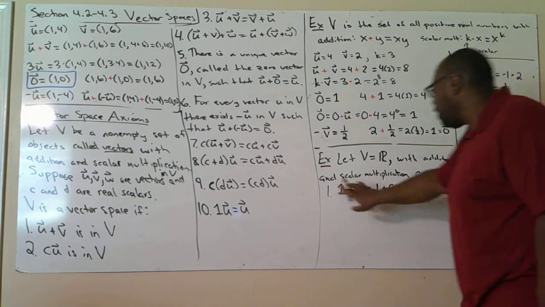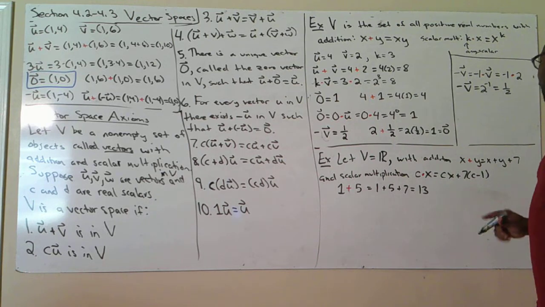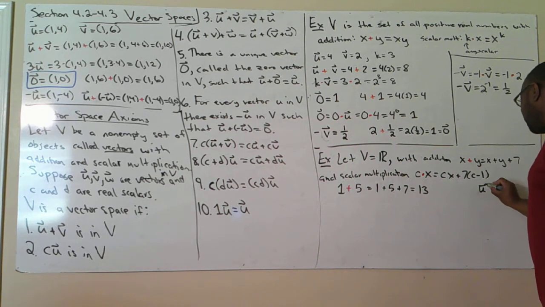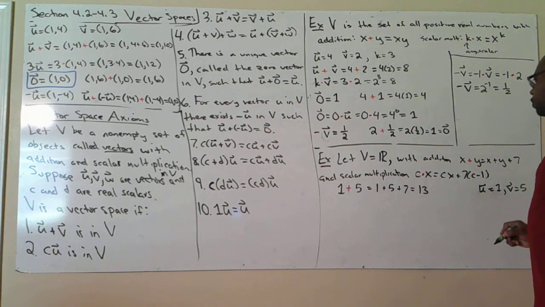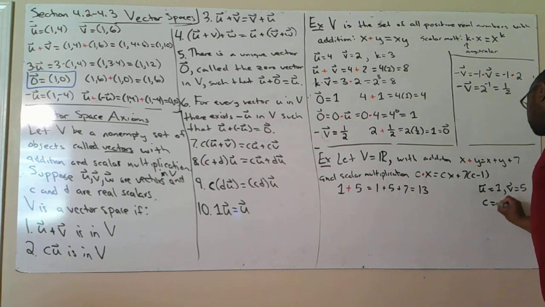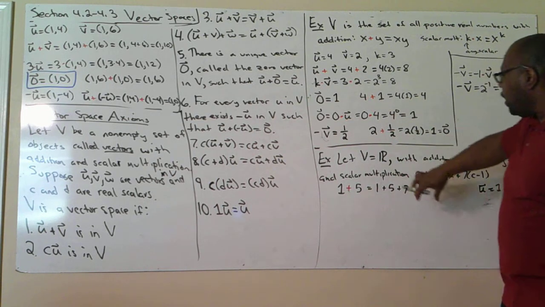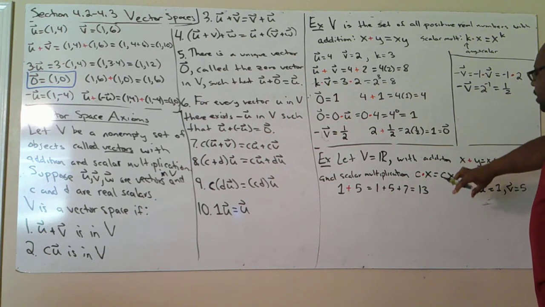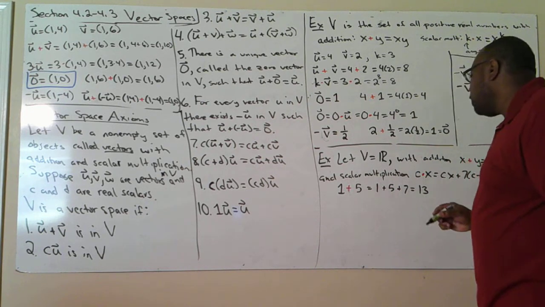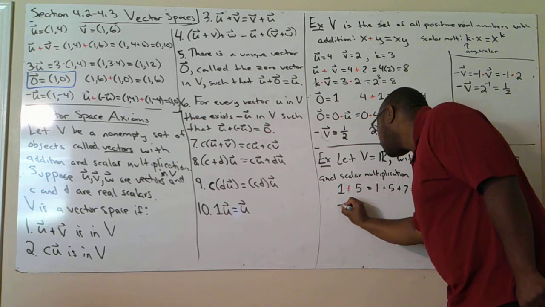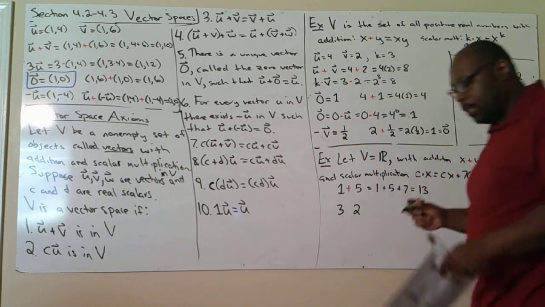Okay, so here I'm assuming my U is equal to 1, my V is equal to 5. Let's do another one. So that's addition. Let's do multiplication. So I can do 3 times 2.